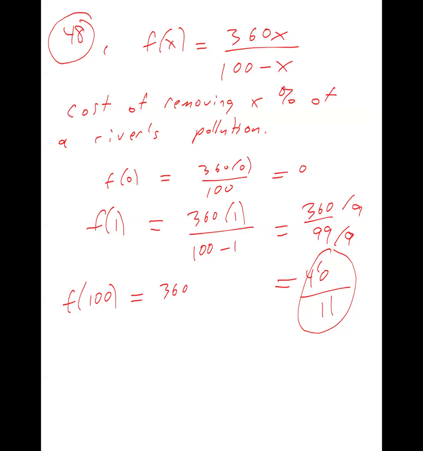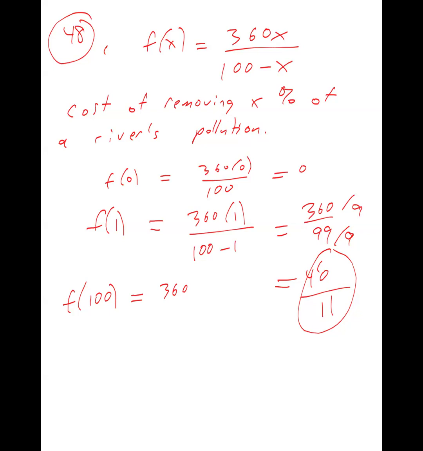So notice that the cost of it is really low to get rid of 0% of the pollution. The cost of it stays low to get rid of 40% pollution and it's still low. What happens if you try to get rid of almost 100% of the pollution? The cost goes infinitely high. So you take an infinite amount of money.